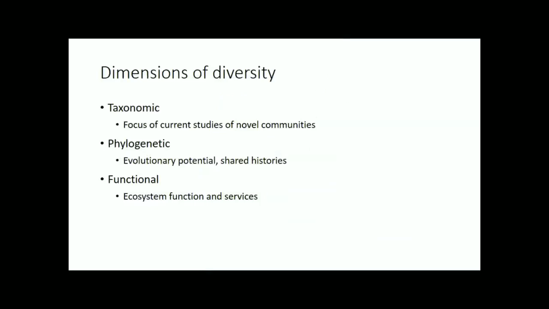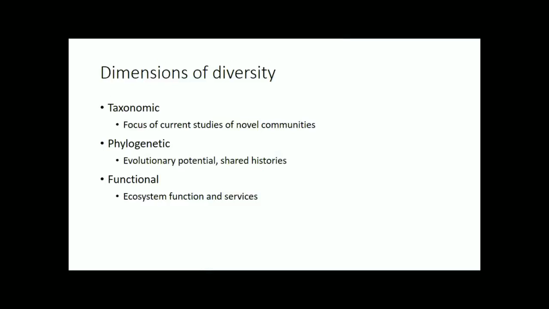So where people have looked at this for future climate, they've mostly focused on how this will affect taxonomic diversity, so whether we see novel and disappearing taxonomic communities. But it's important to look at other dimensions of diversity. So we wanted to look at whether we get novel and disappearing phylogenetic communities, because it gives us information about the evolutionary potential and shared histories, and also the functional dimension of diversity, because it gives you some information about ecological resilience, ecosystem function and services.